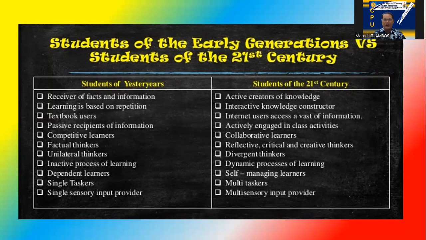They collaborate with each other. Of course, they are reflective, critical, and creative thinkers. I like that one. Reflective, critical, and creative thinkers. They are also divergent thinkers. When we say divergent, it involves probably many methods, ways, and so on. They are not just alone. They need others also. Say divergent thinkers. There is collaboration involved.